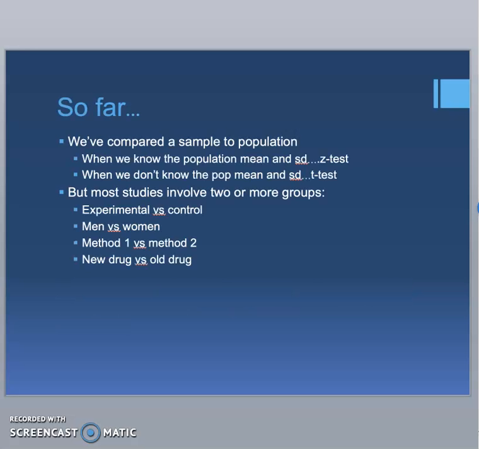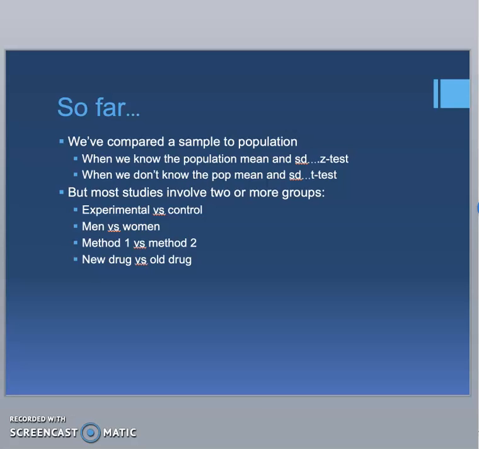Okay. So basically what we've been doing in the z-test and the t-test is up there. Z-test, we were comparing to a population mean. T-test, we were doing the same thing, but where we didn't know the population mean, and we used sample means and sample standard deviation that led us to things like the estimated standard error.